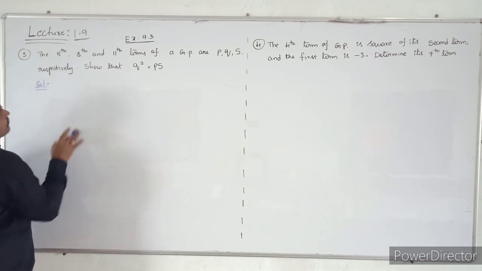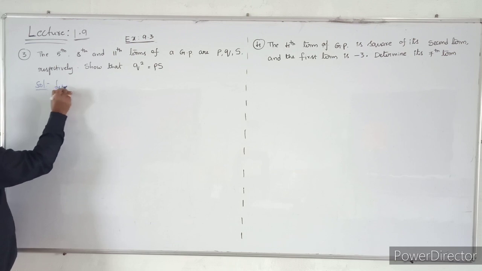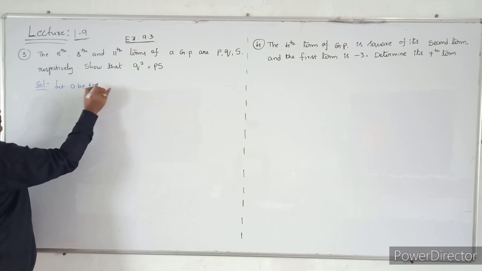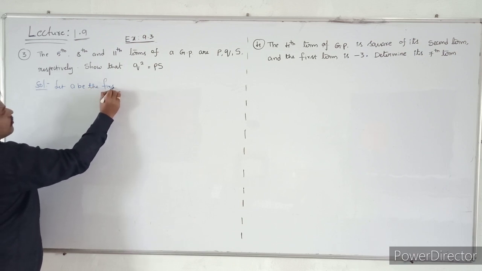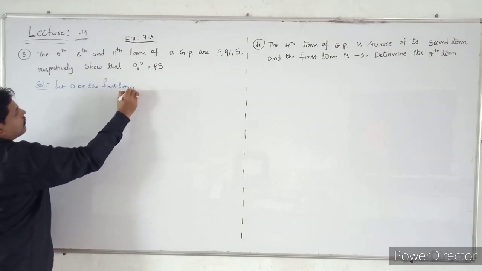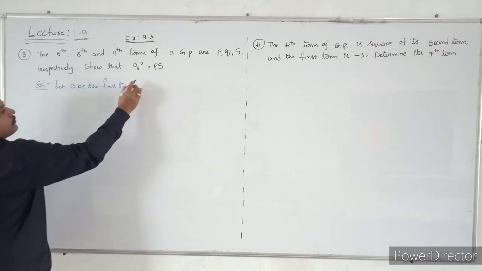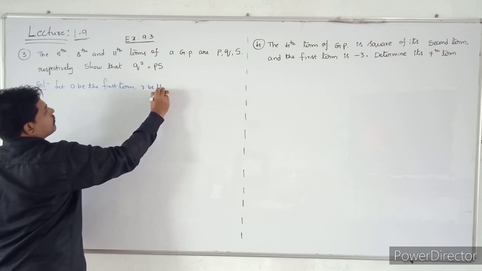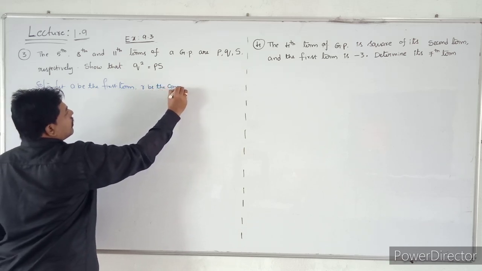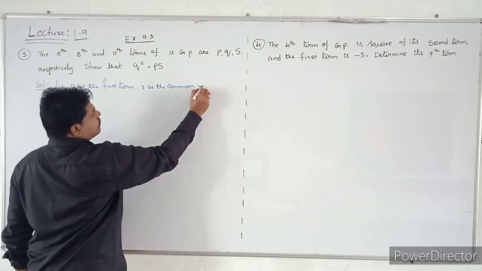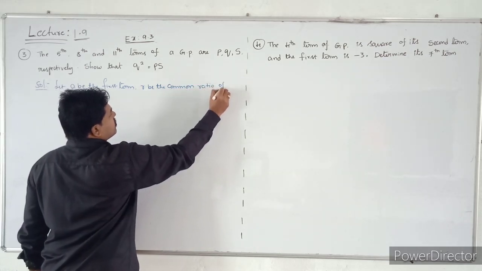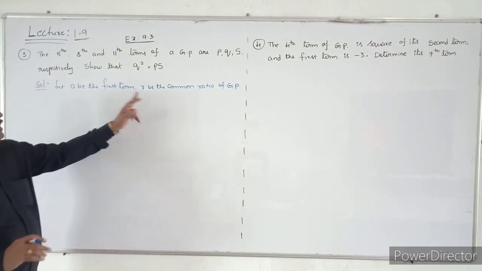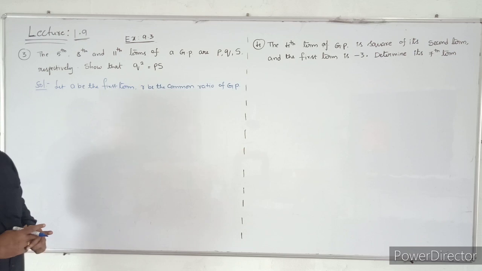see students, first we have to take that let A be the first term and R be the common ratio of the GP. First I am taking A and R, where R is the common ratio.